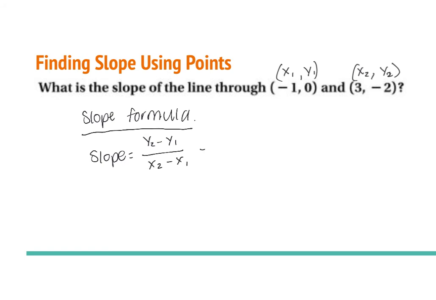So in this example, my y2 is negative 2. Okay, I just look up here. What's y2? Negative 2. My y1, so I'm going to subtract, is 0. My x2 is 3. And I'm going to subtract negative 1.